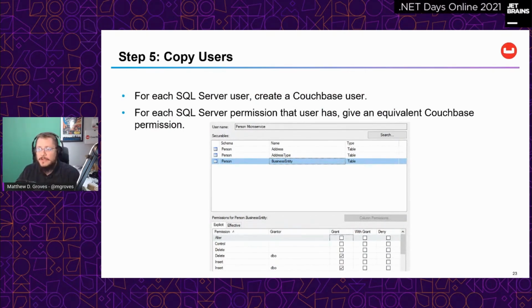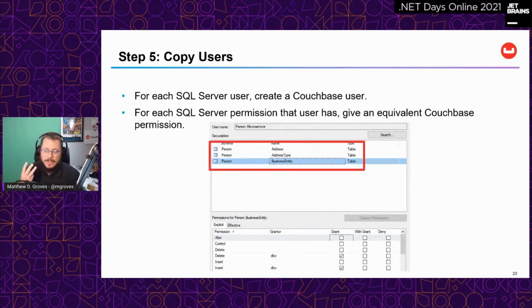Okay, and the last automated thing I want to talk about today is copying users over. So for each SQL Server user, I want to create a Couchbase user. And for each SQL Server permission that user has, give an equivalent Couchbase permission. Now, AdventureWorks doesn't come with any interesting users, sadly. So I invented one. This user has permission to only 3 tables. So we've got very fine-grained permission here. 3 tables. It has select, insert, and update permission, except for 1 table, which has delete permission as well.